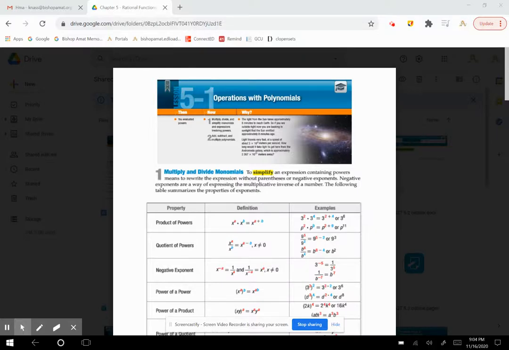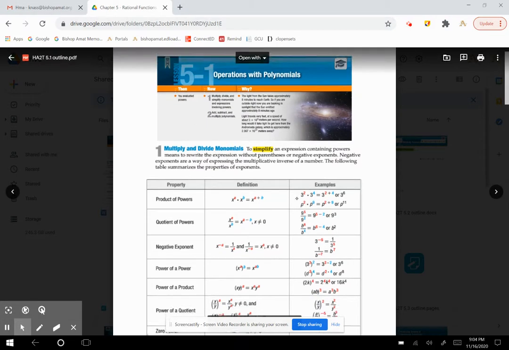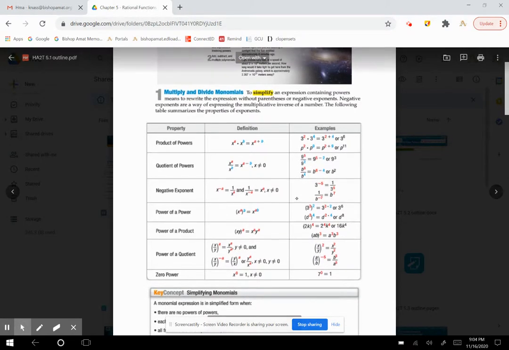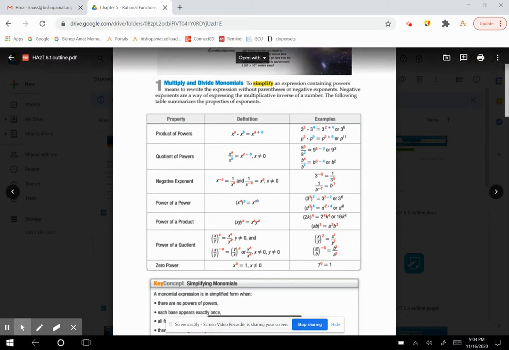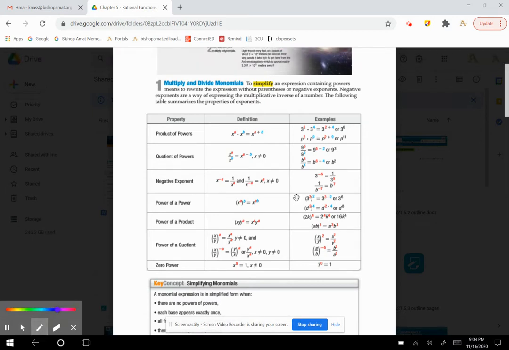5.1 Operations with polynomials. So what we're going to be doing now is dealing with exponents that are at different powers, and depending on what operation we're doing, the powers will signify what we need to do with them. So let's first look at the product.